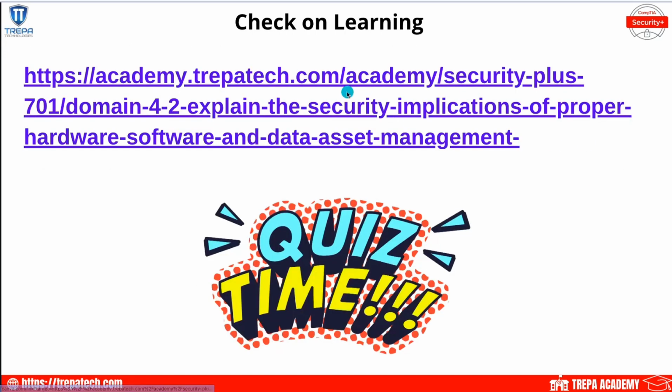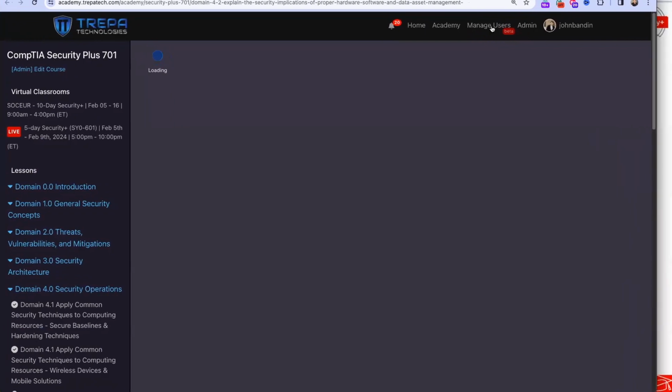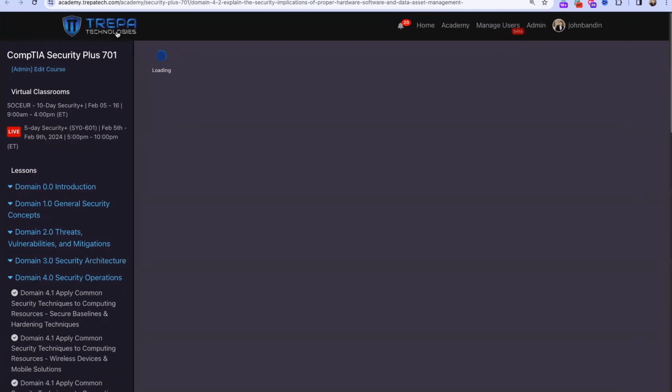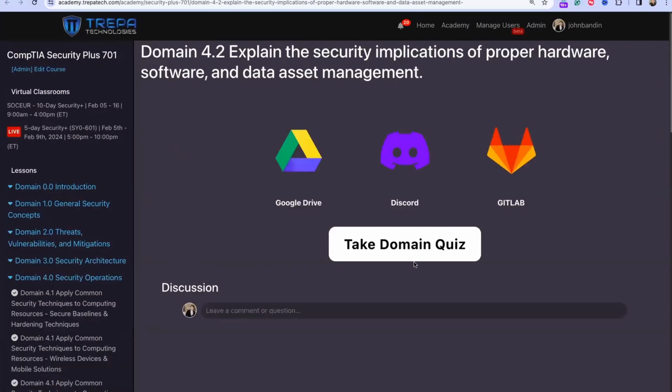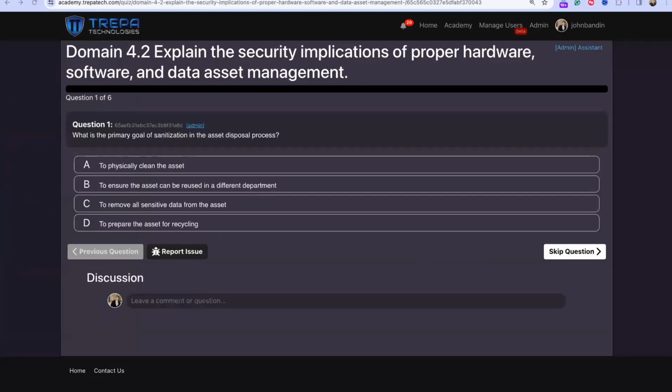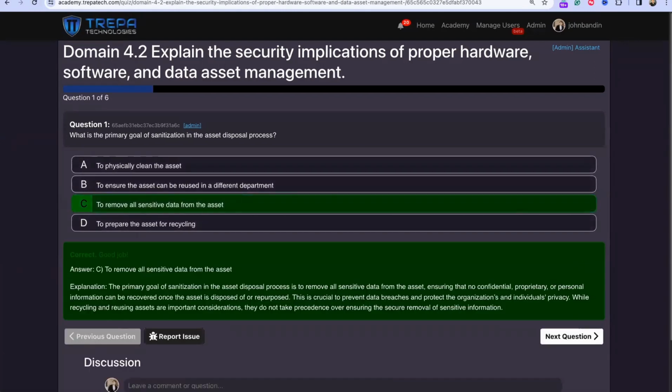Okay, so that was a quick domain. Let's go ahead and do our check on learning. Question 1. What is the primary goal of sanitation in the asset disposal process? That is going to be C, to remove all sensitive data from the asset.